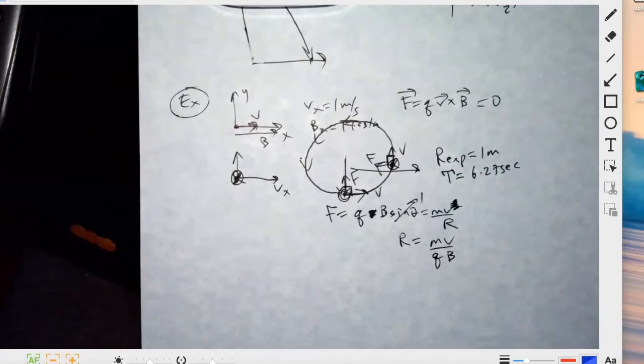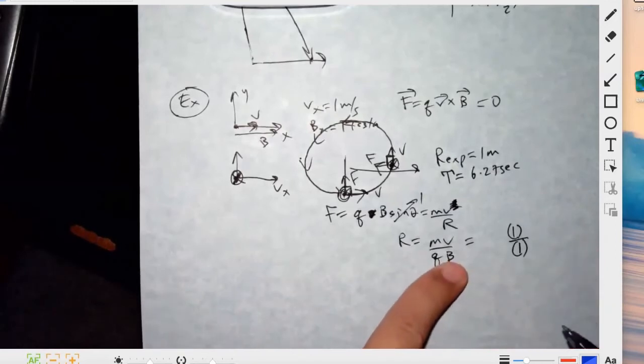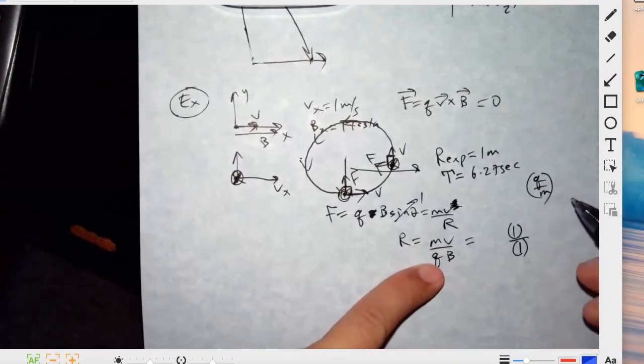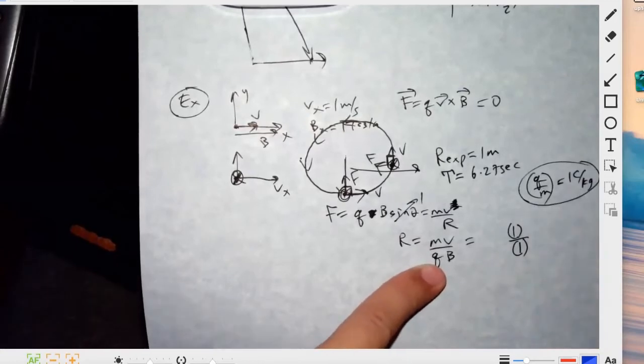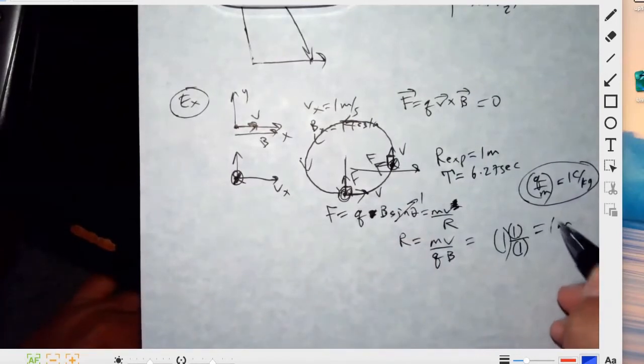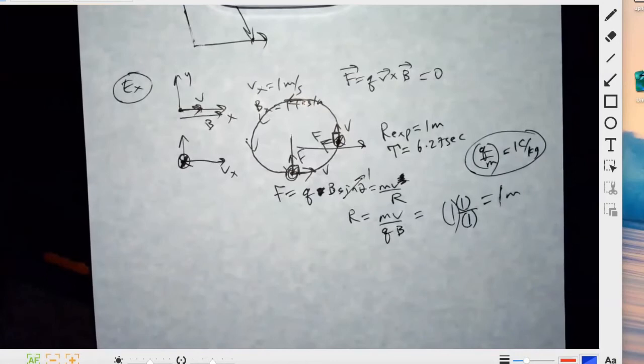Okay? And in our case, what do we have? The V is 1. The B is 1. And then the Q over M ratio was what? Yeah, it was 1, right? 1 coulomb per kilogram. Oh, then that's it. Q over M ratio is 1 times 1 over 1, 1 meter. So the theoretical radius is 1 meter. Right? So that's what we are getting, right?